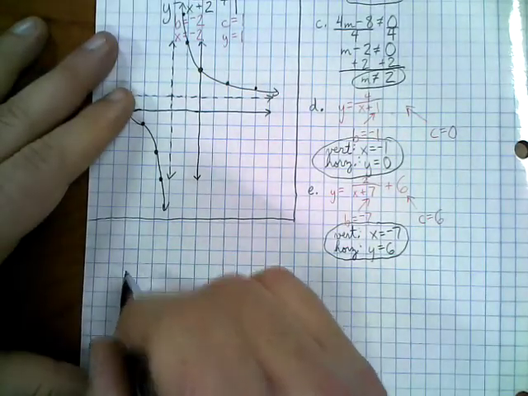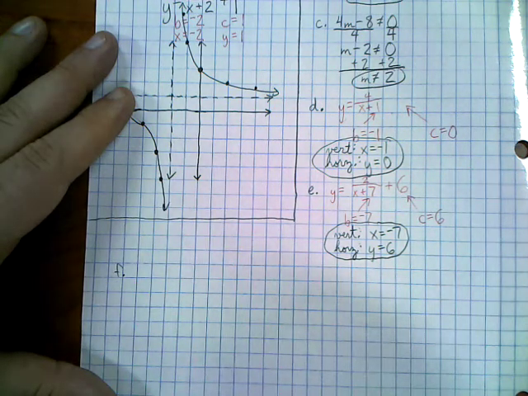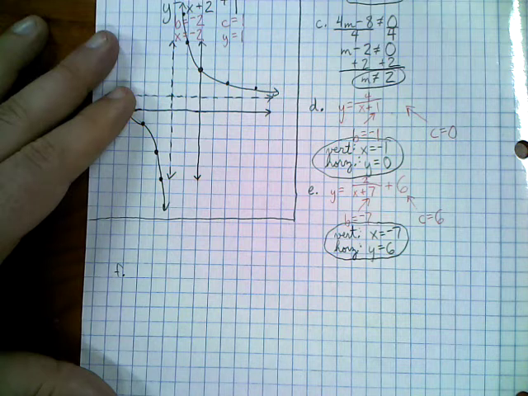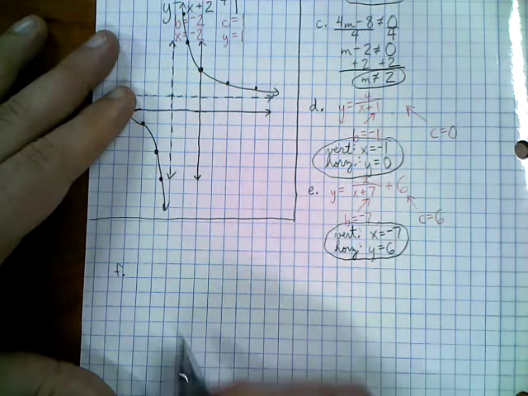So moving on to F. Looking at F, we see y equals 6 over x plus 4. So we need to identify the asymptotes, and we need to graph the function. So this time we have y equals 6 over x plus 4. I'm going to go a little faster than I did here this time.